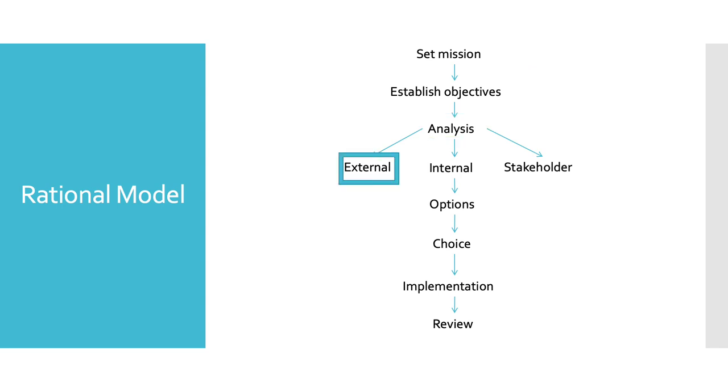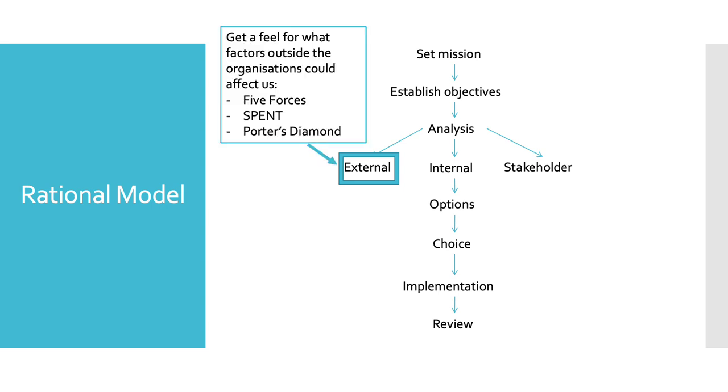First up, we would have a look at external analysis. External analysis just involves us getting a feel for what factors outside our organisation might affect us and the strategies that we need to put in place, the things that we need to do to try and achieve our overall objectives. There are a number of different models you can use to help you with this, including 5 forces, SPENT, and Porter's diamond.